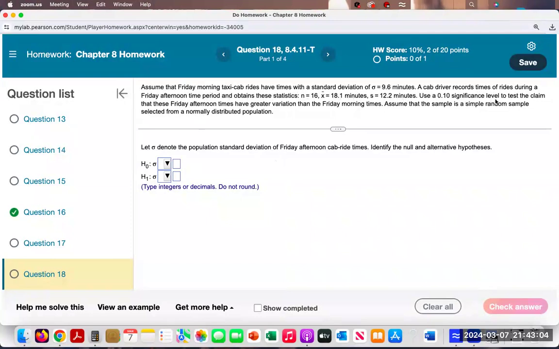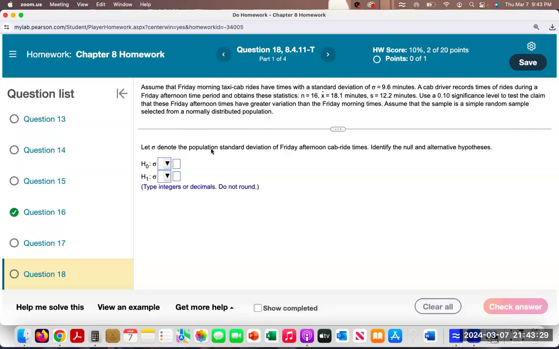Use a 0.10 significance level to test the claim that these Friday afternoon times have a greater variation than the Friday morning times. Assume that the simple random sample has been selected and the distribution is normal. So the two requirements have been met. It's a simple random sample and it's normally distributed. So now we can set up our hypotheses.